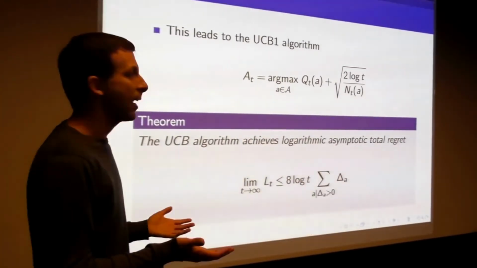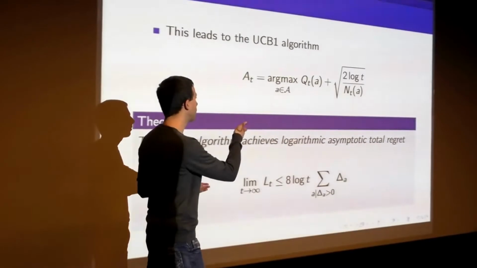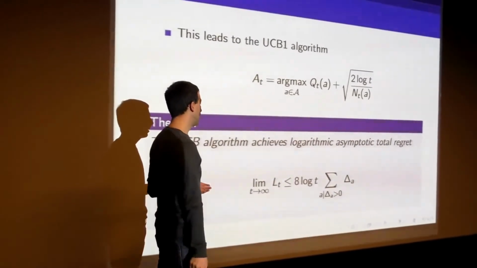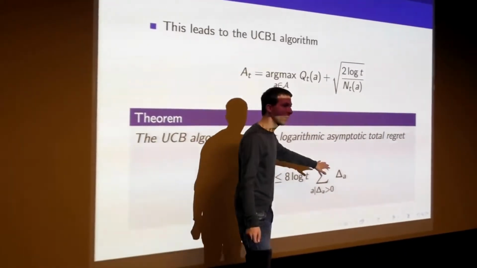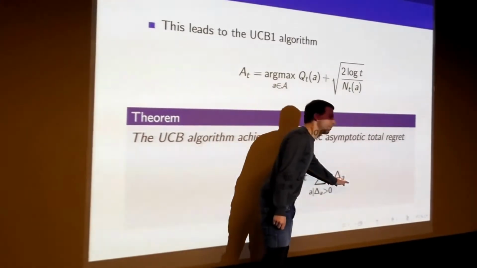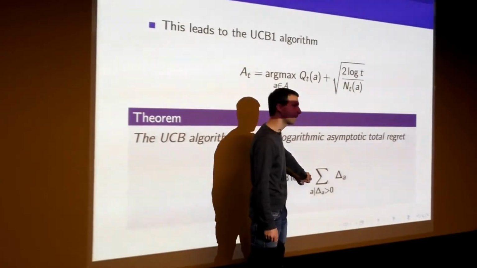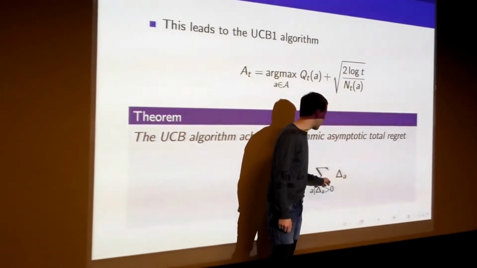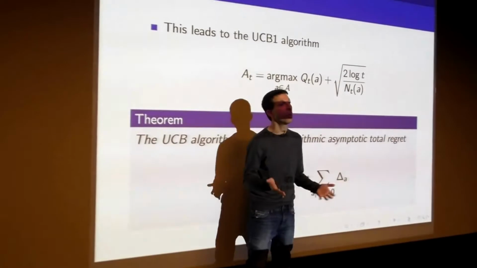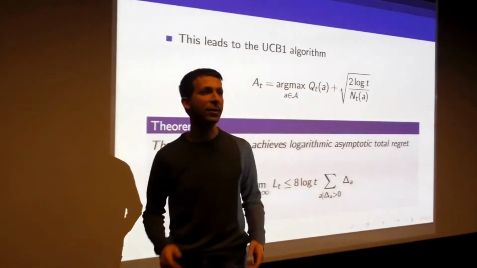And this actually achieves this logarithmic asymptotic total regret. It looks a lot like the lower bound, except we've lost one of the two terms. We don't have the KL term in there, but we do have the logarithmic dependence on the number of steps. It takes account of the action gap, but it doesn't know about the distribution, so it doesn't have this KL term in there.